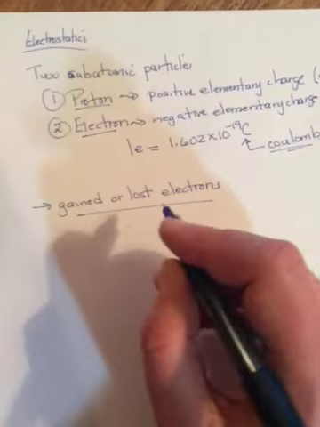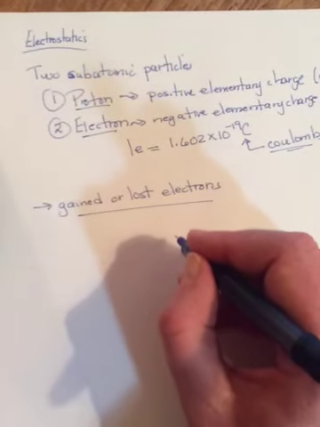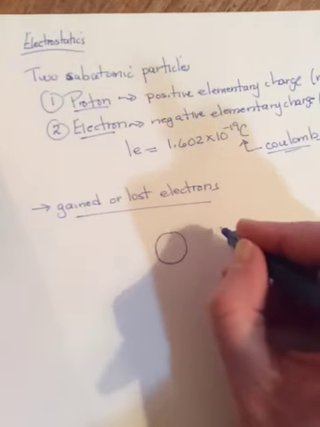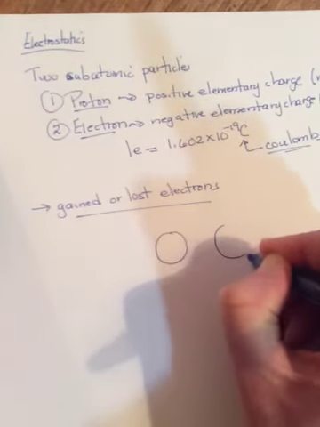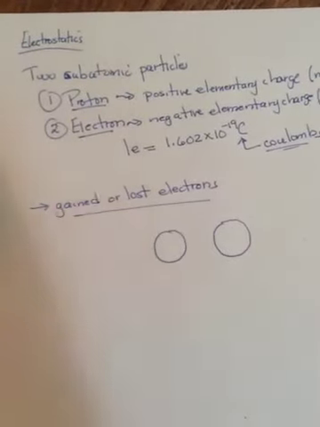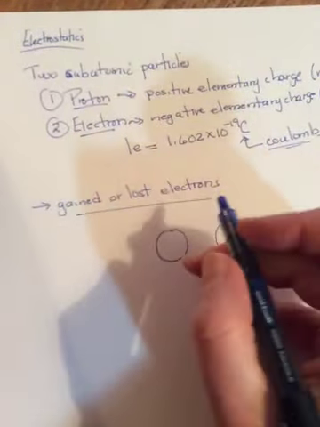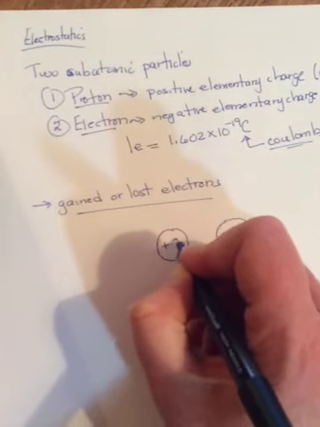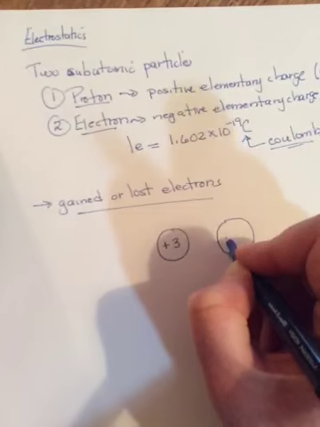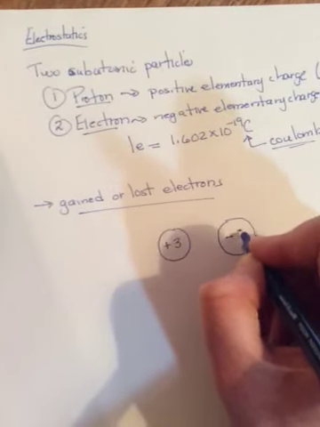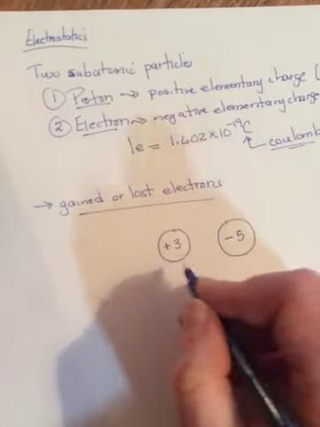Okay? Now, what happens if two objects with different charges are brought together? They won't necessarily like each other if they have the same nature. And when we talk about nature, we mean if they're positive or negative. But let's suppose one is like a positive 3 and the other is a negative 5. Okay?